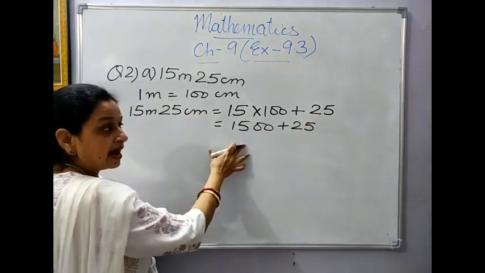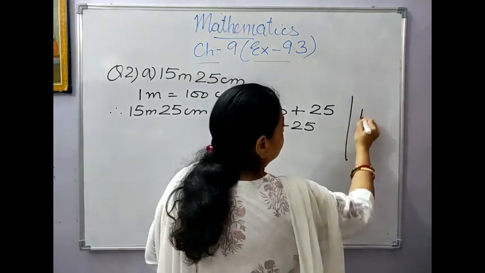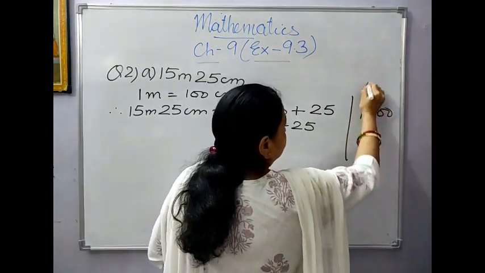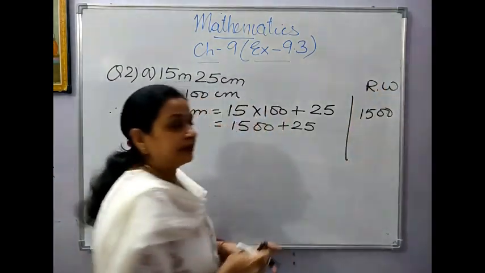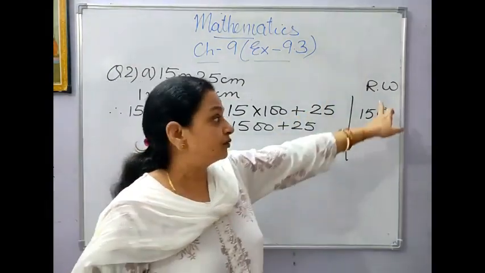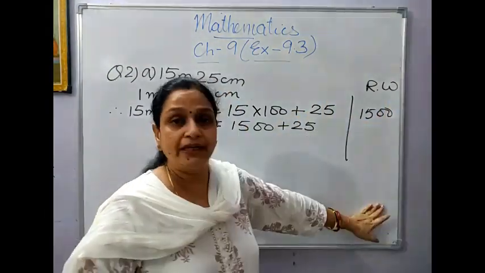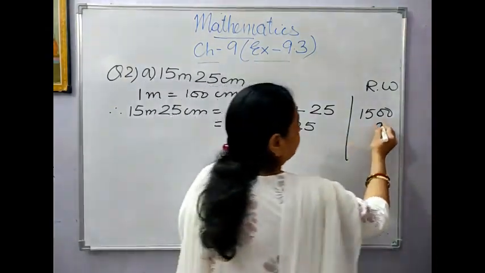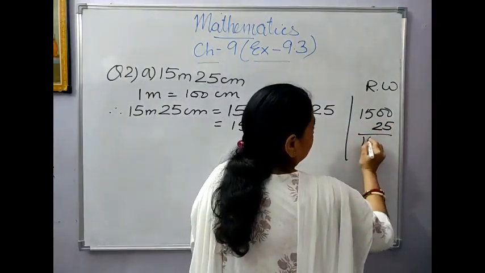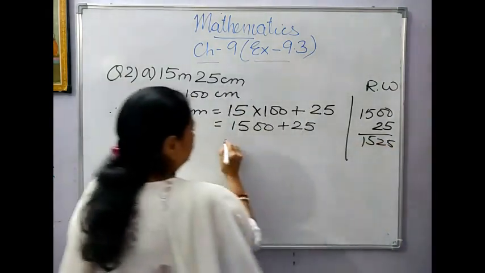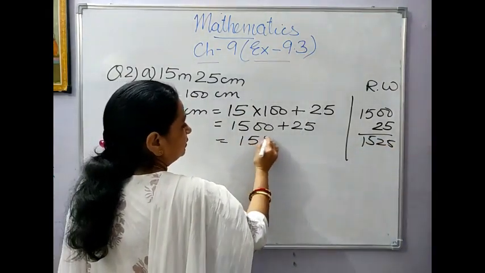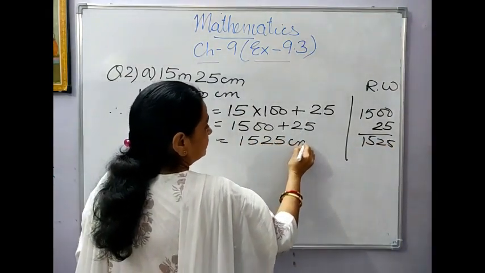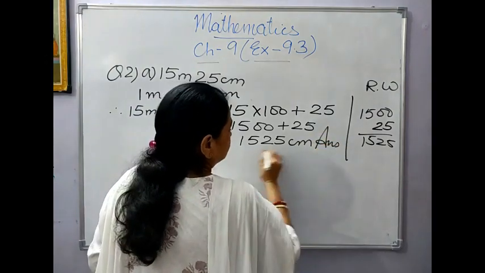You can directly add or you can add in the rough column. This is the rough. Every page should have this column. And you write rough work over there. So you add it. So it will be is equals to 1525 centimeter is your answer.